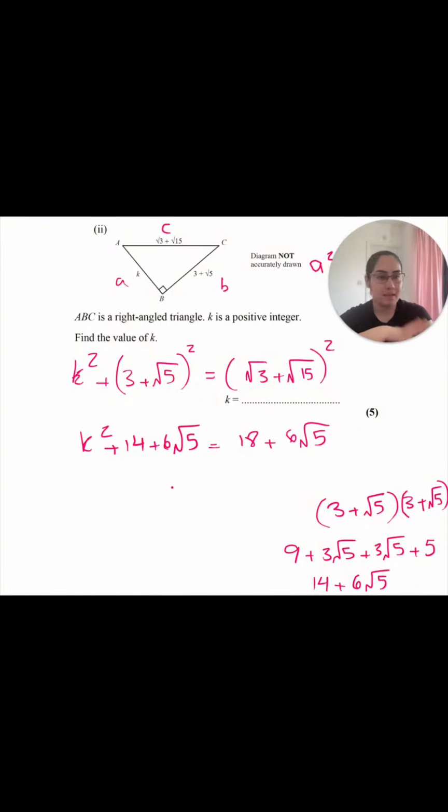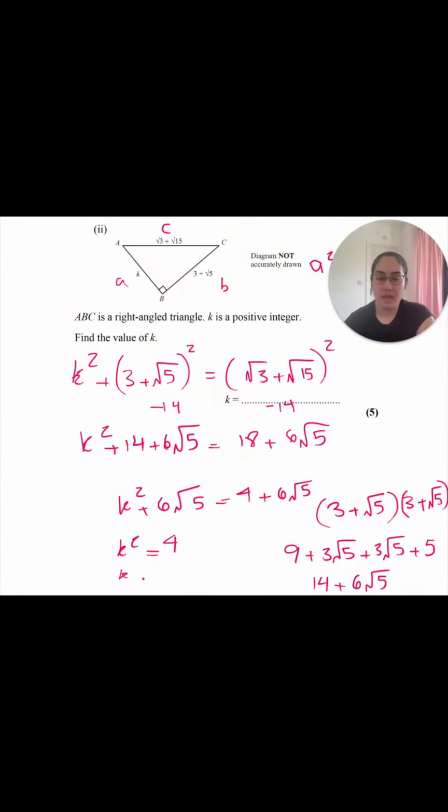Now, we've got surds, but it's basically an algebraic equation and we're solving for k. Right? So that means we want to isolate k squared first and then find the value of k. So to do that, we're going to take everything to the other side so we can isolate k squared. So if we subtract 14 from both sides, right, we are left with k squared plus 6 root 5 is equal to 4 plus 6 root 5. Take 6 root 5 to the other side, so subtract 6 root 5 from both sides, and we're left with k squared is equal to 4.